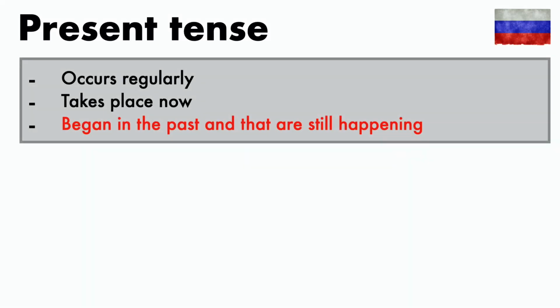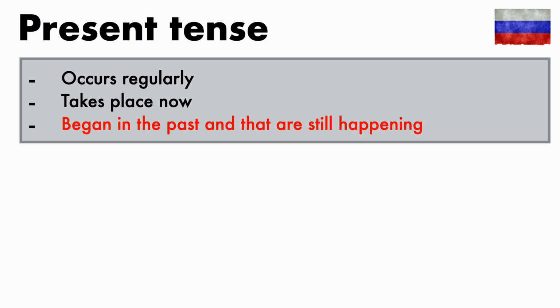Let us start with the present tense in Russian. The present tense in Russian is used for all actions which occur regularly or take place now. This is very similar to other languages, like English. But we also use the present tense in Russian to talk about actions which began in the past and are still happening. I marked this red because that is very different to English.